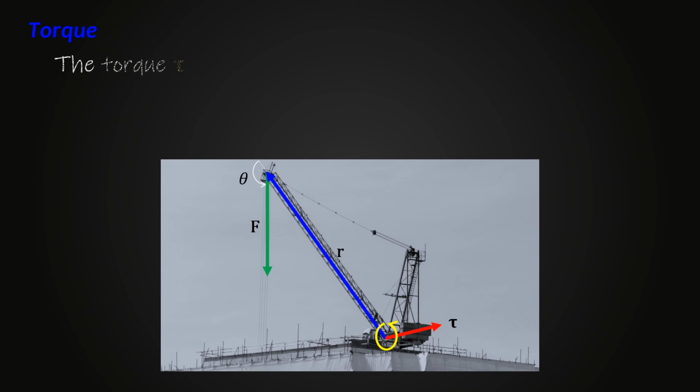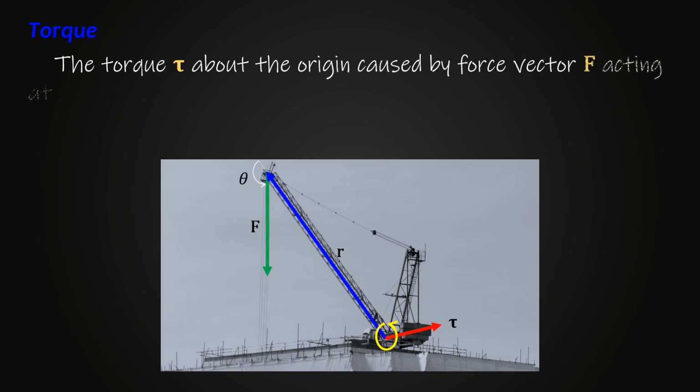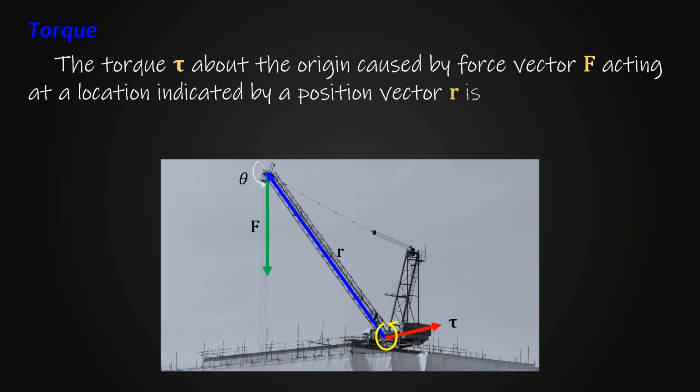The torque tau about the origin caused by force vector F acting at a location indicated by a position vector r is measured by the norm of the cross product of r and F, which is equal to the product of the norms of r and F times the sine of theta.